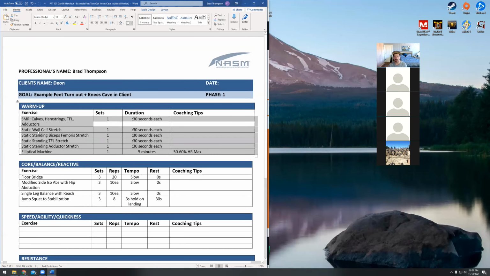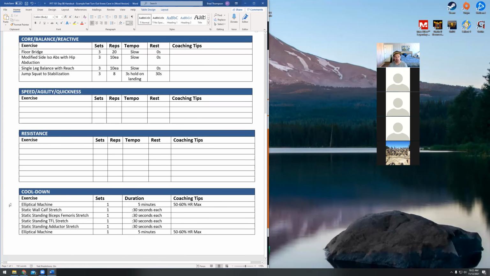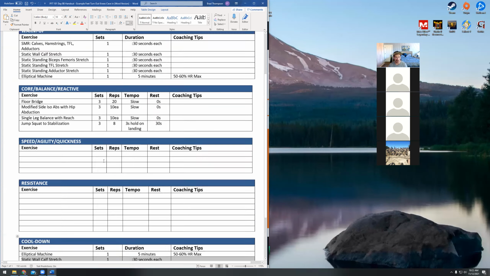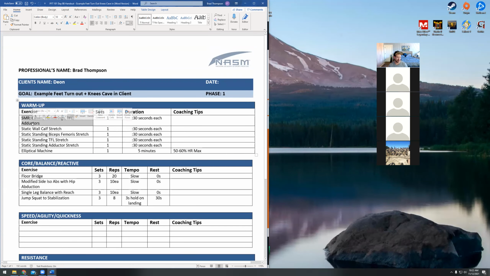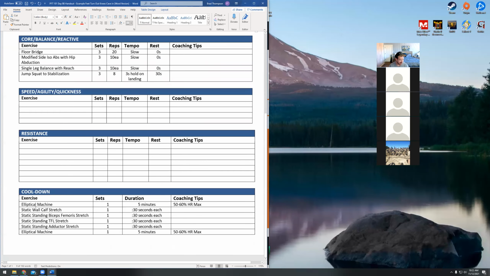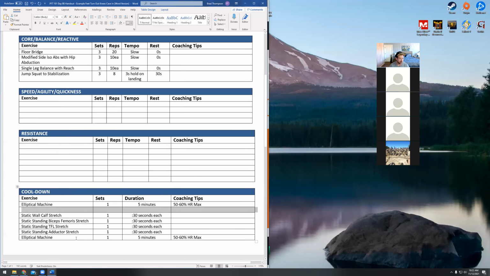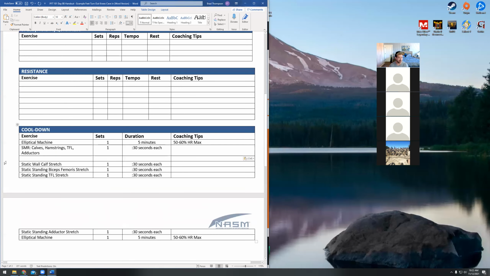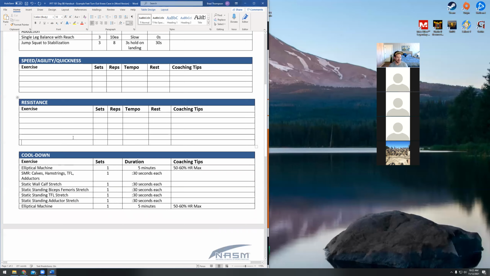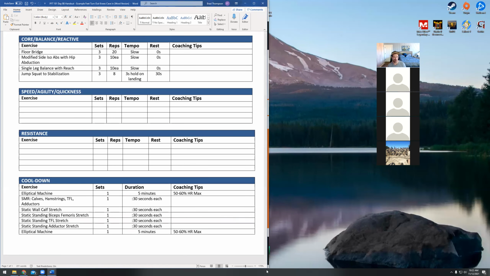And then our cool down, we just did the exact same thing. We just kind of flipped it. We started with the elliptical, then we went with static stretches at the end. I actually don't know why I don't have the foam rolling in here. That's interesting. There we go. So we elliptical first, foam roll, and then stretch all those same muscles there.